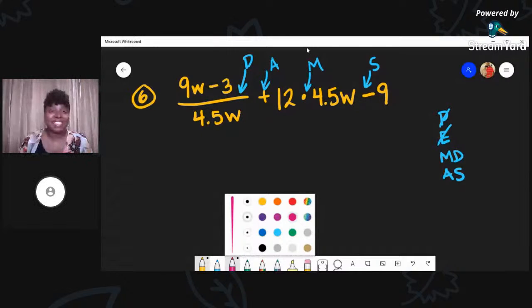Since we can't do that, normally you would want to work from left to right. When you look at the division though, this is going to be really complicated. Correct? Yeah.